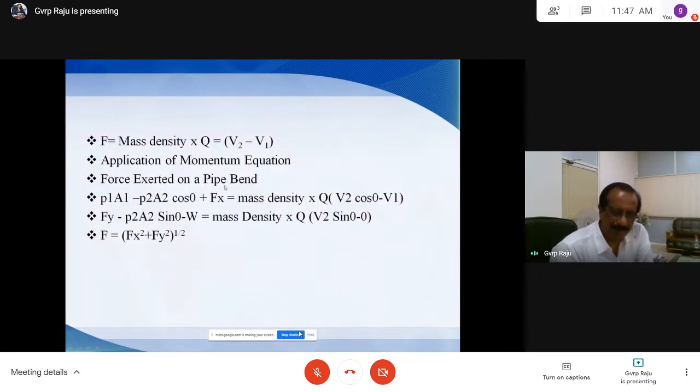Simple equation. It is very easy for you to write, provided you follow the dimensions and the signs correctly, and resolve the force into x and y directions appropriately.